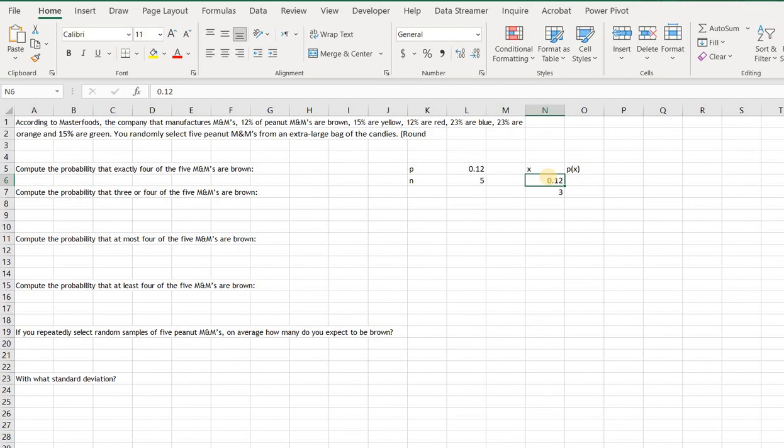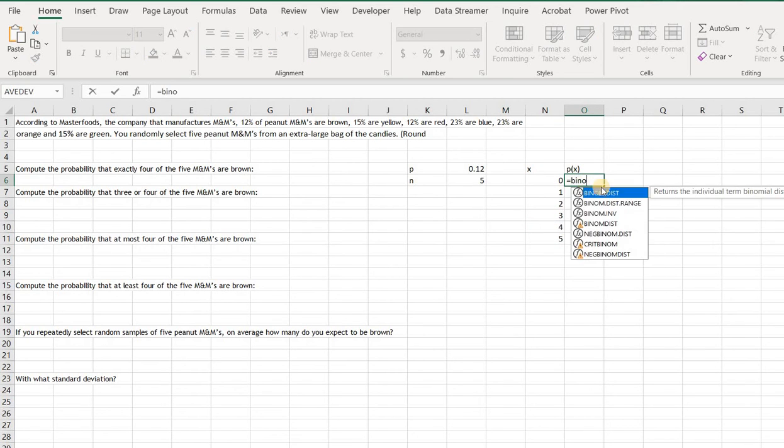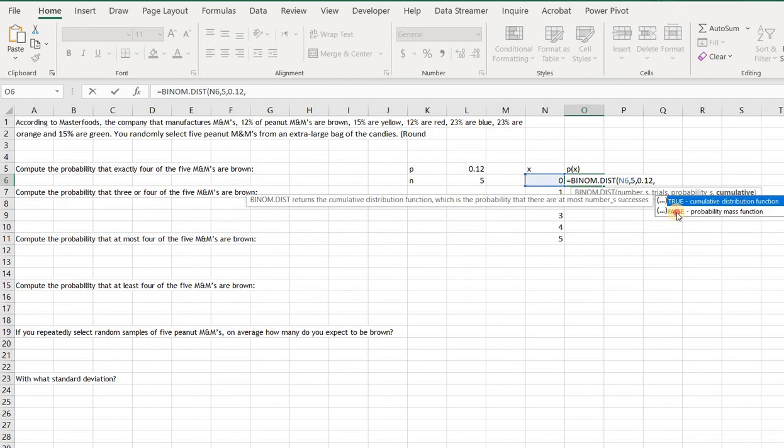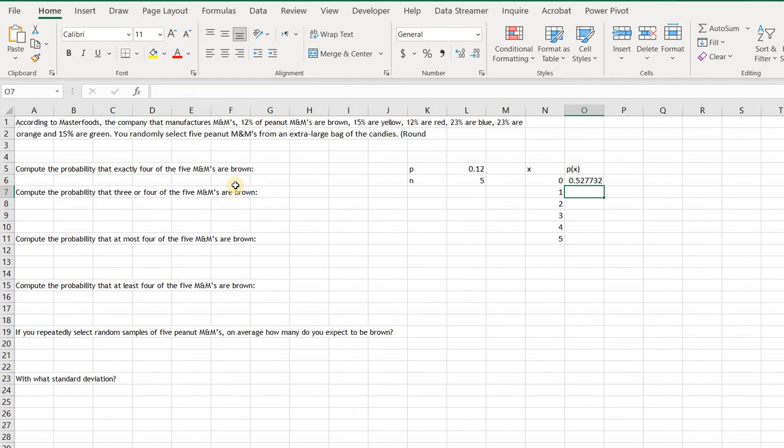For P of X, I have 0, 1, 2, 3, 4, 5. And then this is BINOM.DIST of the 0, comma, trials, the number of trials is 5, comma, the probability is 0.12, which is the probability of brown, and then false. Your question might be different. It might be a different color. So please pay attention to that, okay?